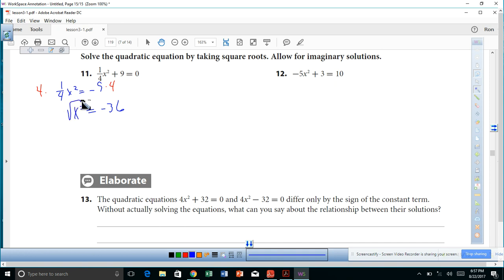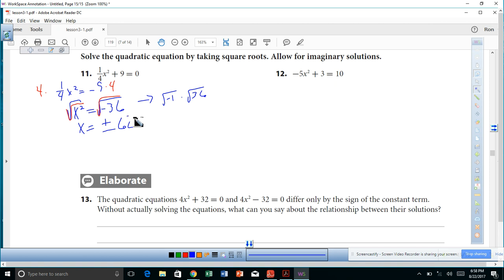Take the square root of both sides. Maybe do that in a different color. Take the square roots of both sides, and we have x equals plus or minus the square root of negative 36. This is the same as the square root of negative 1 times the square root of 36. The square root of 36 is 6. The square root of negative 1 is i.